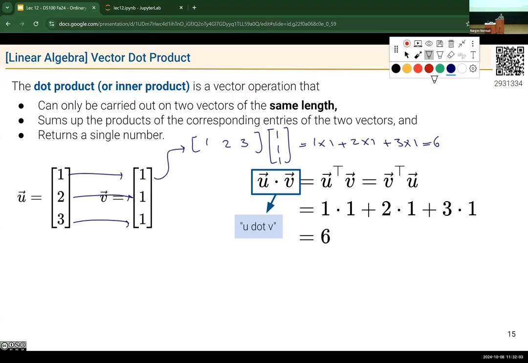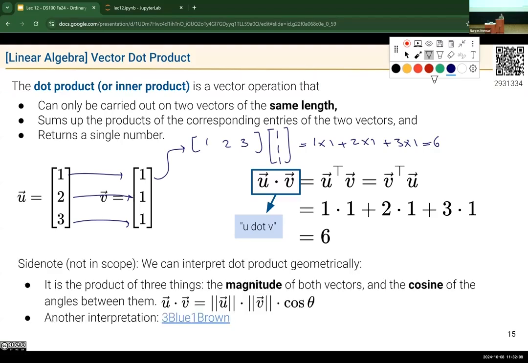Something that I'll use later in today's lecture is that another way to think about the dot product is with this formula: the dot product between the vector u and vector v is equal to the product of the magnitudes, or lengths, of each one of those vectors u and v, times the cosine of the angle between the two vectors.